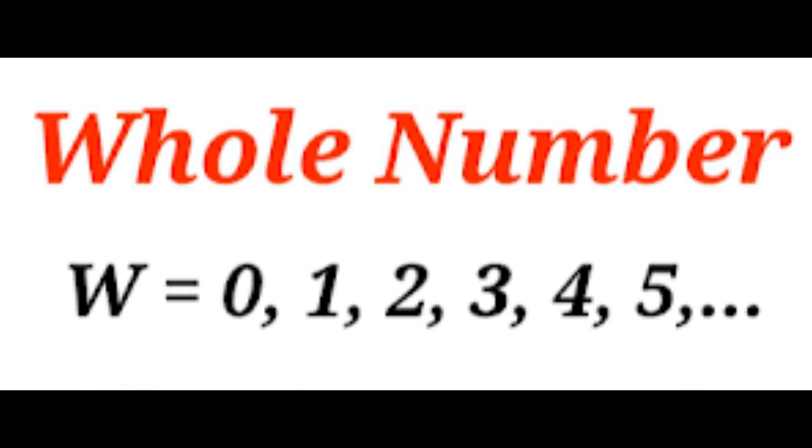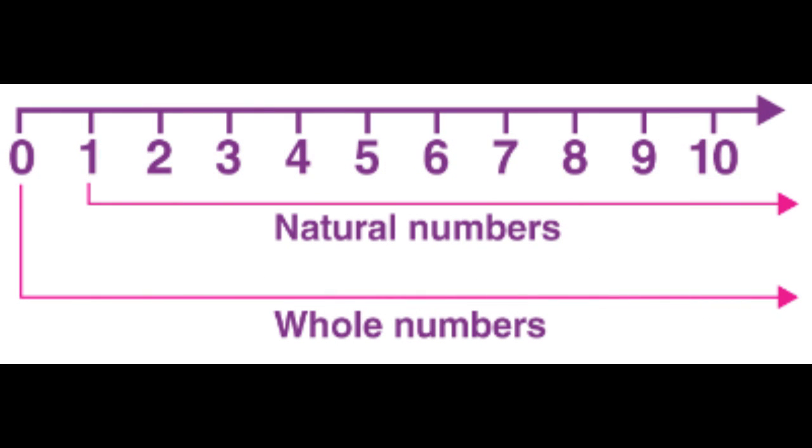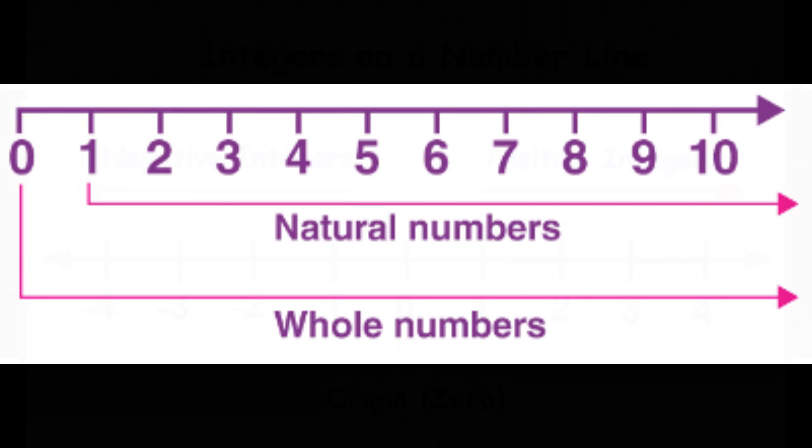Second, we have whole numbers. The numbers which start from 0 are known as whole numbers. Or, if 0 is included in the collection of natural numbers, then the collection is known as whole numbers. The collection of all whole numbers is denoted by capital W. Examples are 0, 1, 2, 3, and so on.